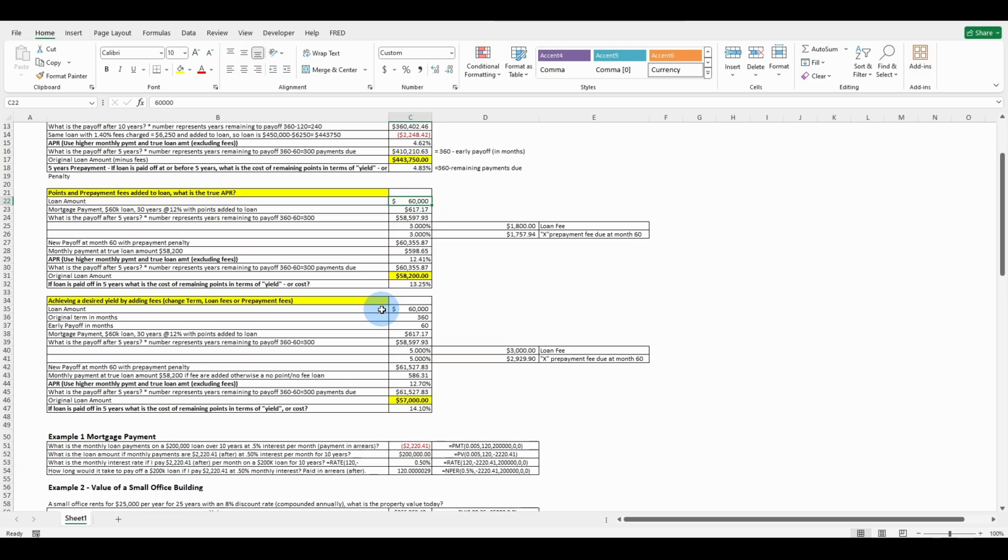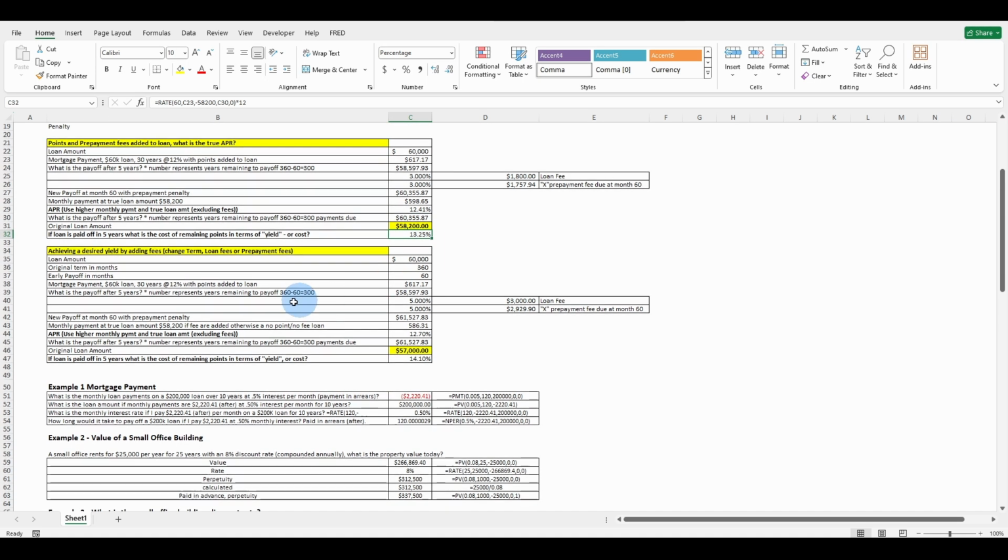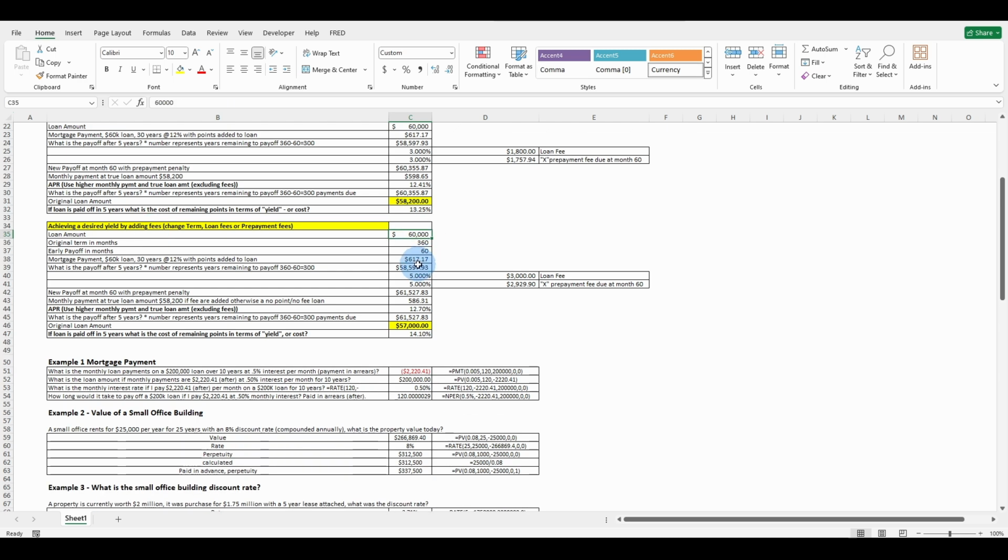Again, this is practice, but you do this on your own because we've gone over it repeatedly. And why is this yield 13.25 as opposed to something higher or lower? Achieving a desired yield by adding fees. If you need a review, go back to the previous example and work through the numbers. What I want you to familiarize yourself with is this structure here.